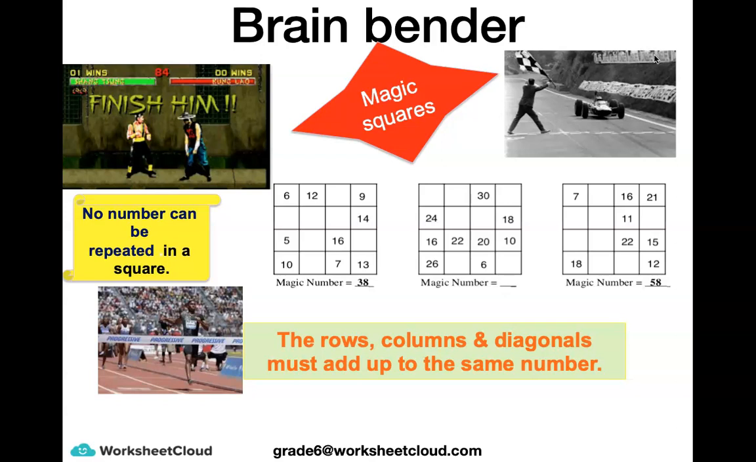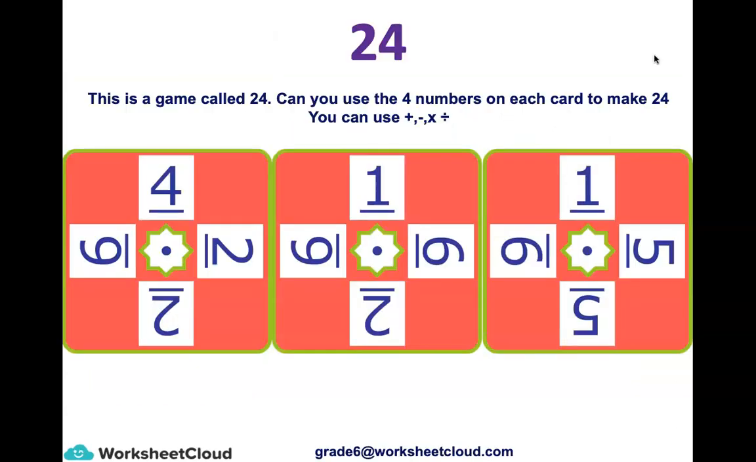Here's your brain bender for today. As you can see, the magic numbers are mentioned in the first and the third one. Okay, so you just need to figure out how to work out 38 to make rows, columns, and diagonals. The second one, you need to actually work out the magic number yourself. And the third one, they've given you the magic number. So you need to work out how the rows, columns, and diagonals work there. So go back to this, press pause, draw them out, challenge someone at home, have a bit of fun with it, and yeah, see who comes out on top.